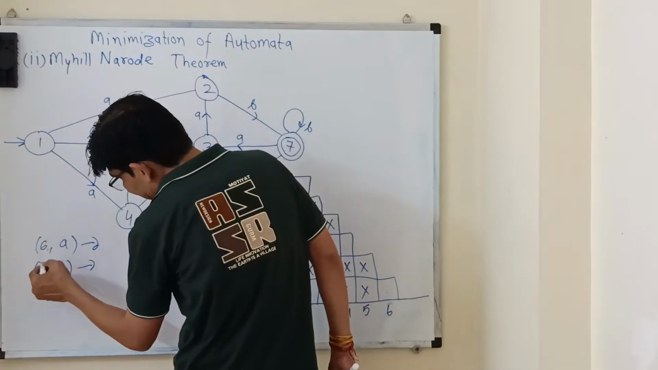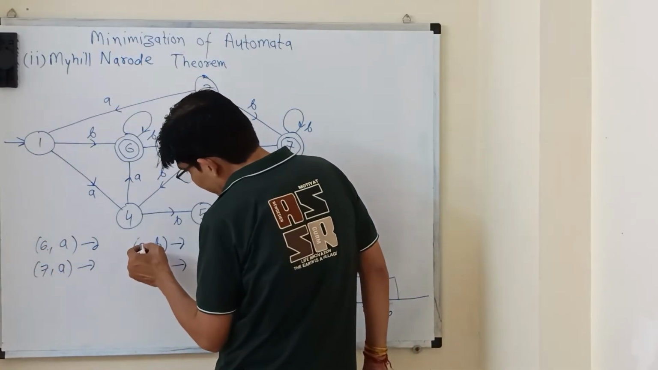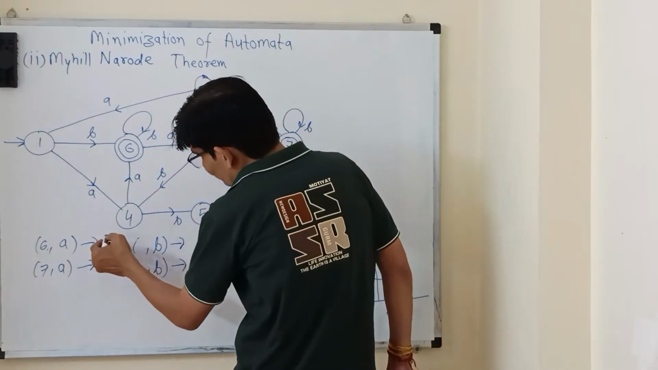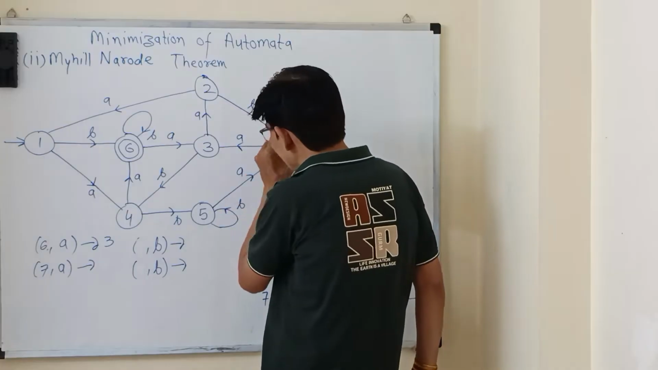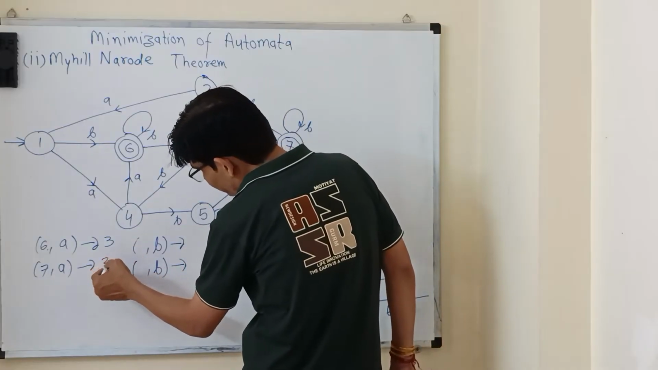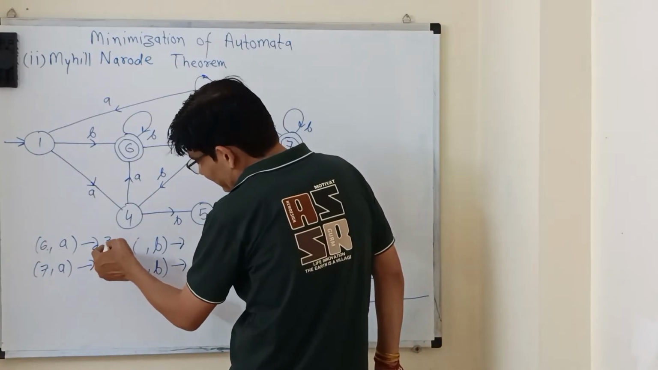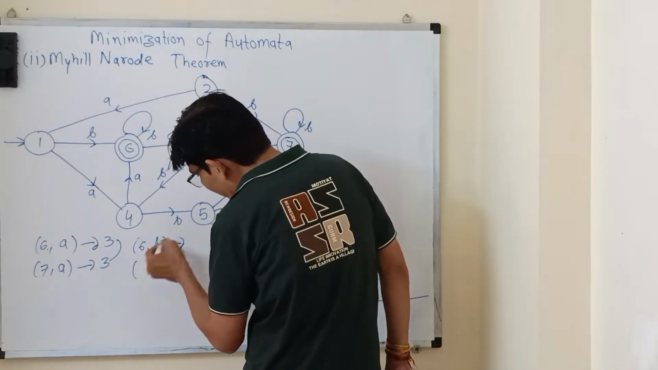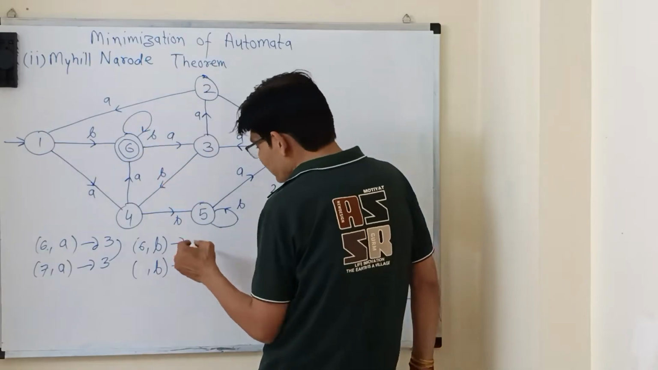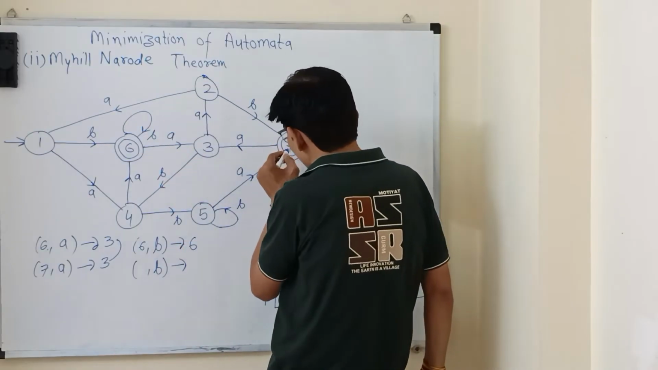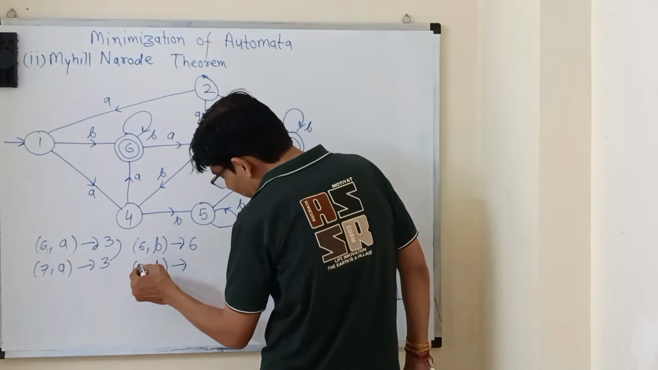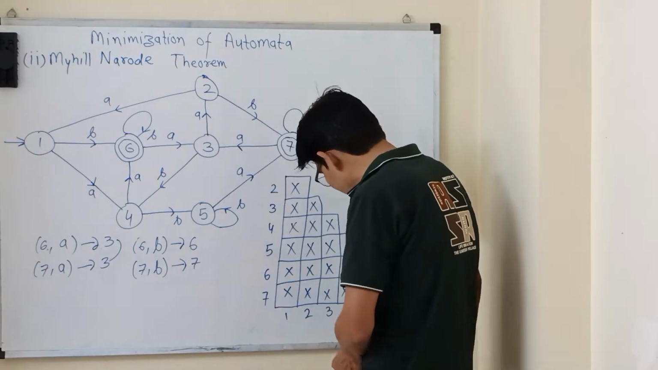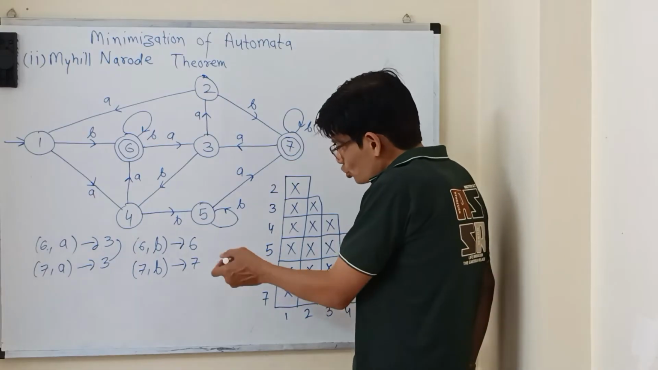Now 6 and 7. On 6, if we are applying A, we are reaching to 3. On 7, if we are applying A, we are again reaching to 3. So again, based on this transition, we cannot put cross here. Now on 6, if we are applying B, we are staying on 6. And on 7, if we are applying B, we are staying on 7 itself. Now between 6 and 7, we have not put any cross.